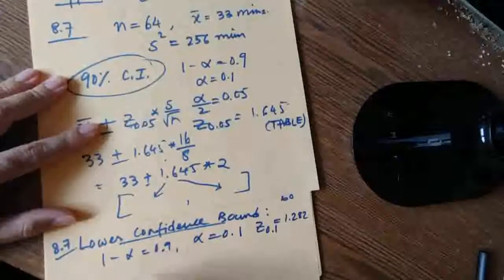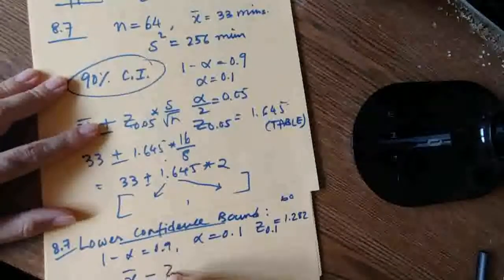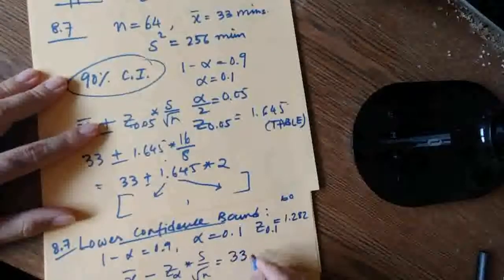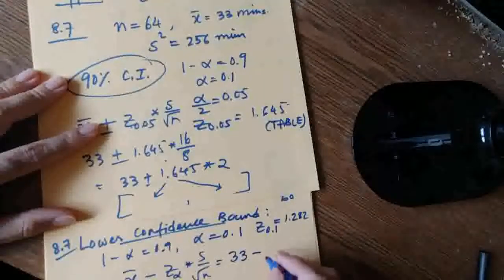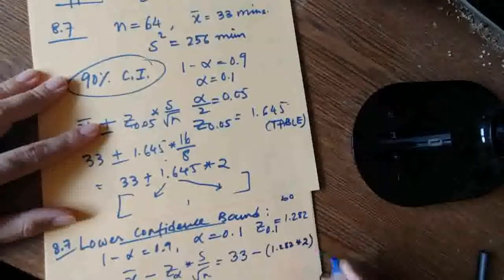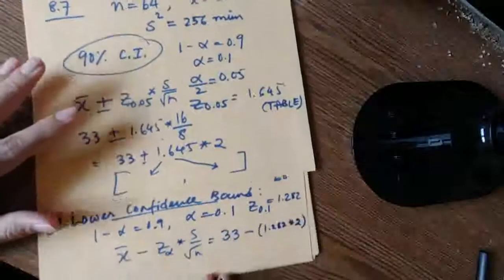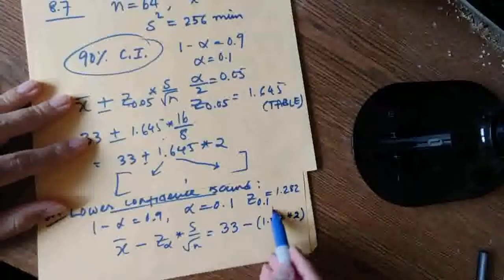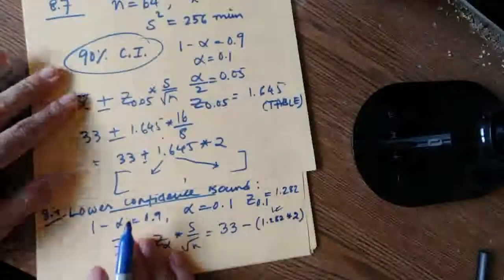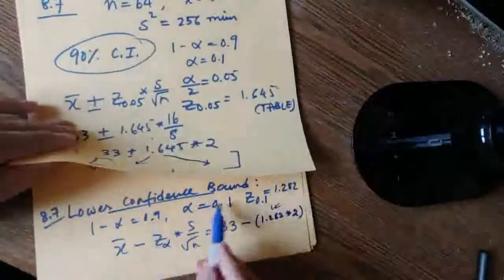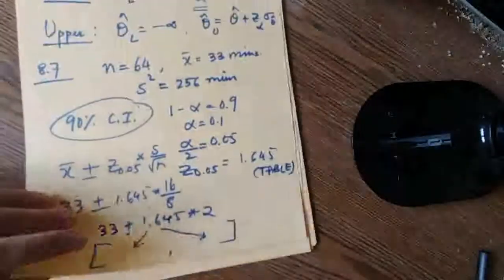And then the lower confidence bound will be x bar minus z alpha times s over square root of n, which is 33 minus 1.282 times 2. So that's the only change here in the calculation. We are using a different z value. This is the new z value for a confidence bound. That's the only difference here. All right.